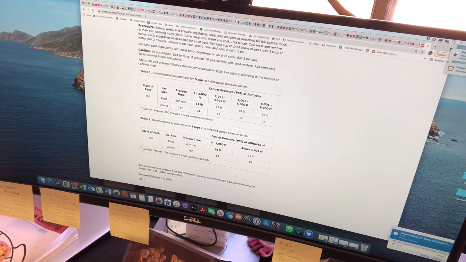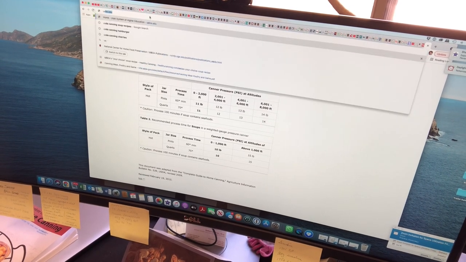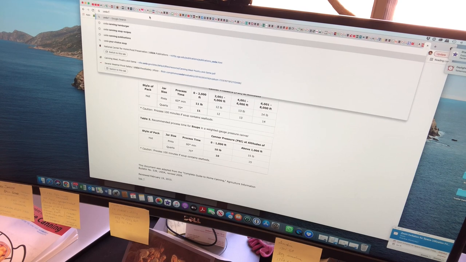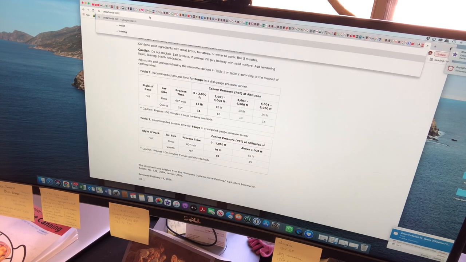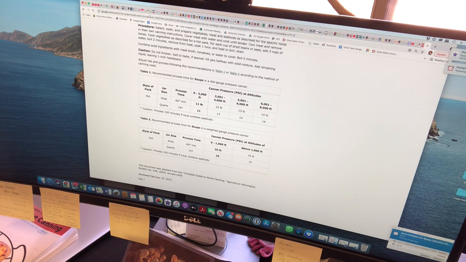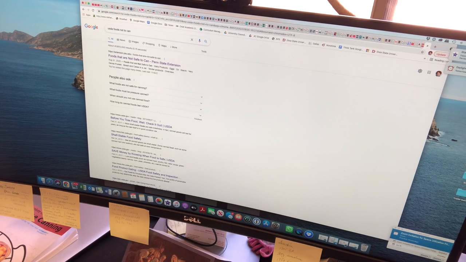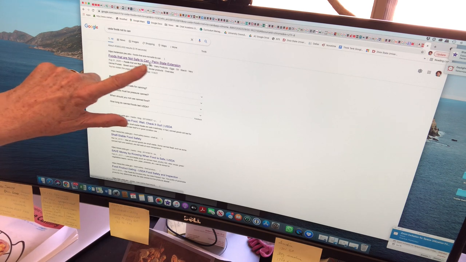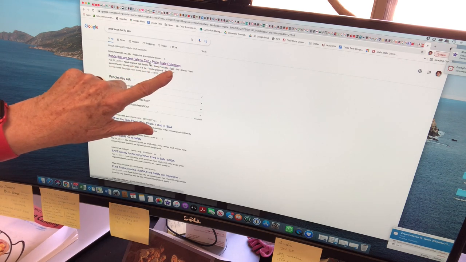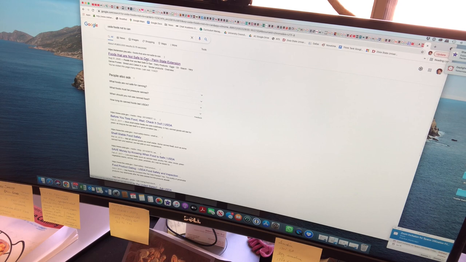Now, what if I wanted to find out foods not to can? What if I want to find out, well, can you can evaporated milk? Let's find out. USDA canning, USDA foods not to can. Okay, so foods that are not safe to can, right here, Penn State Extension. That was a good one, so I'm going to check there.